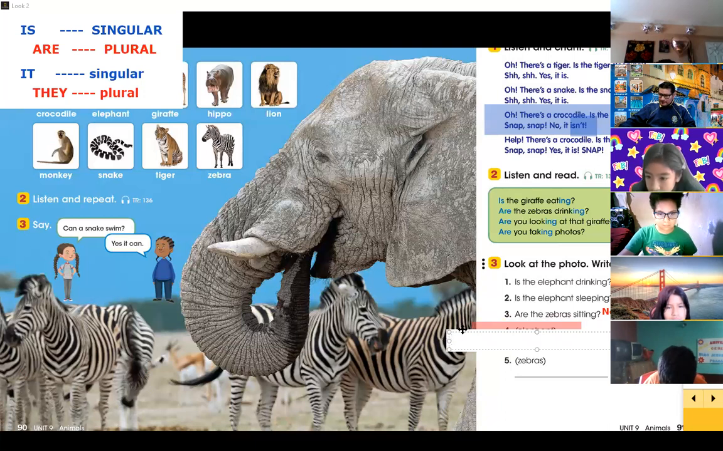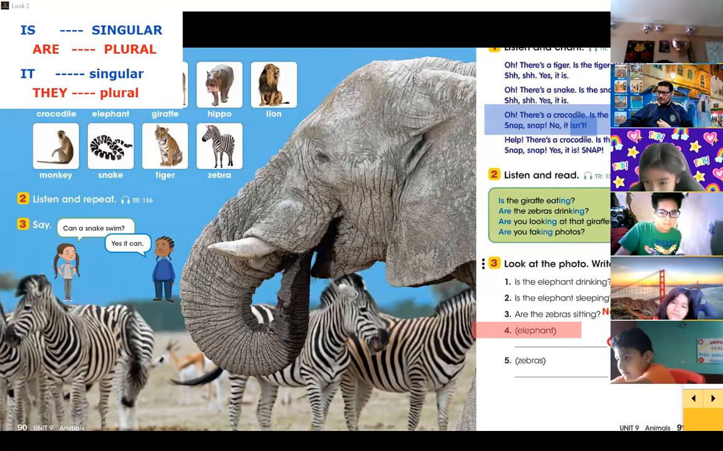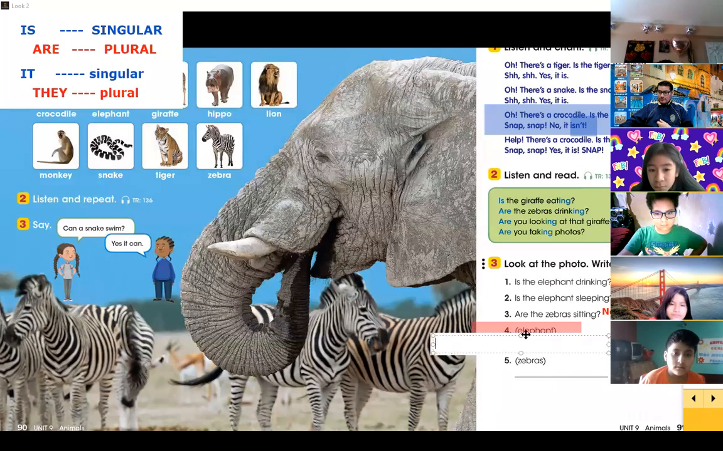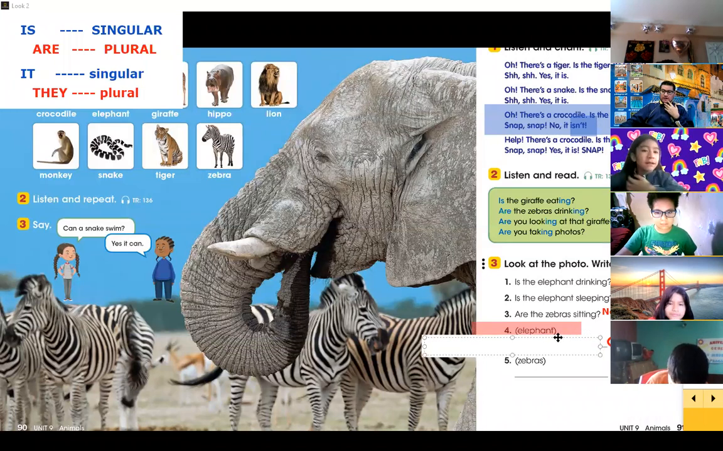Now, let's make a question. Hagamos una question, Kiara, la cual nos dé una respuesta negative, porque ya nos da aquí la respuesta. ¿Cuál es la respuesta? No, it isn't. Entonces, tengo que hacer una pregunta a la cual la respuesta sea no, it isn't. Y la pregunta tiene que ser acerca de ¿quién? Del elephant. A ver, let's start, Kiara.